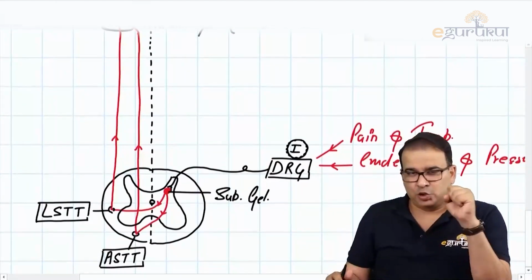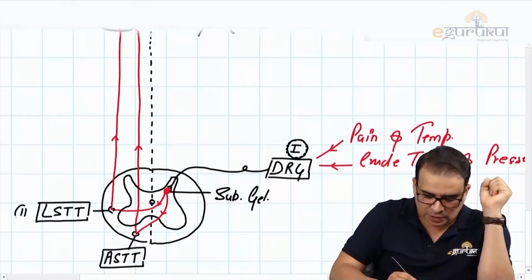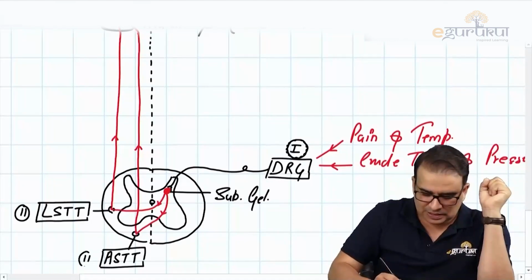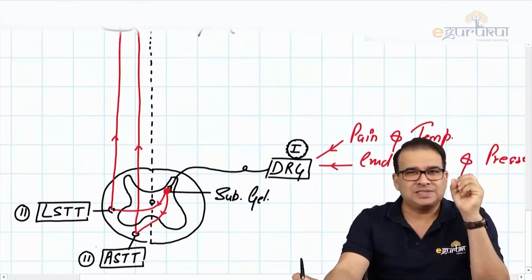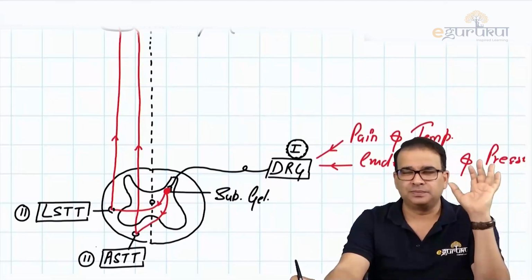Now there is a thing that you should know. What order neurons we said these are? These are second order neurons. Now you can note this down somewhere, that in the nervous system, if a sensory tract is decussating, it is done by the second order neuron only.